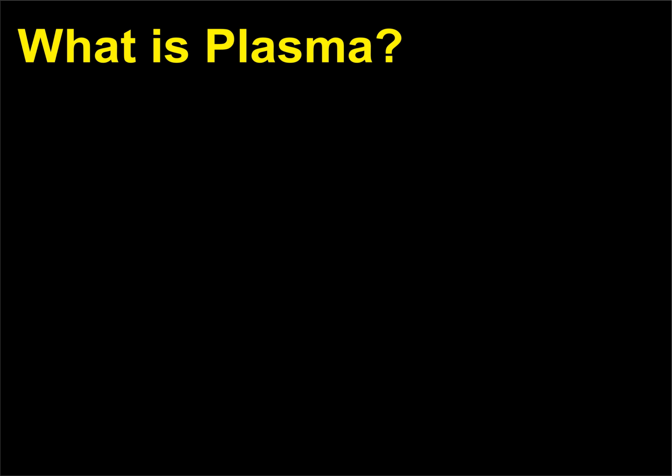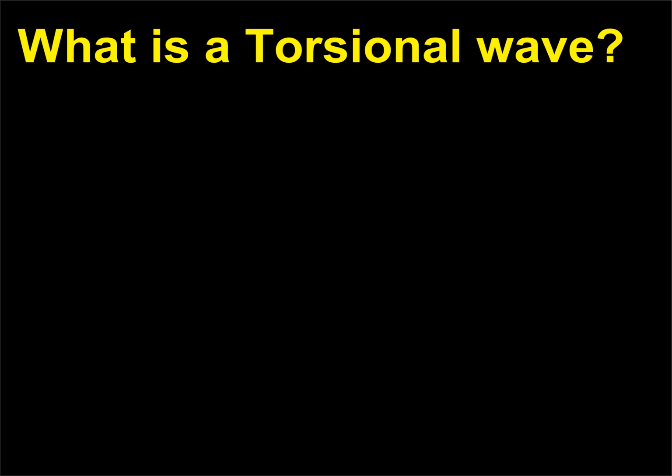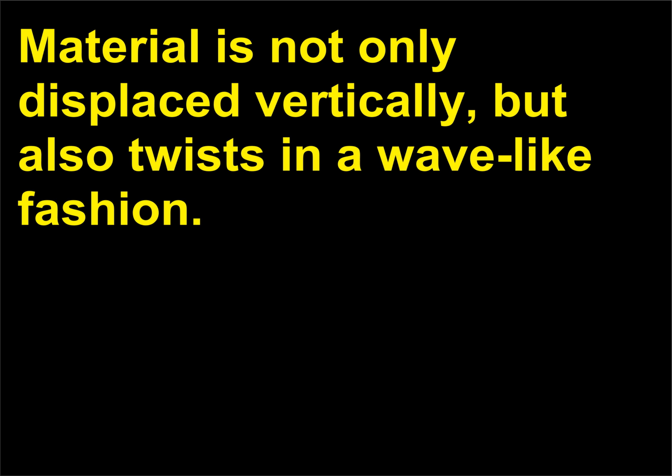What is plasma? State of matter consisting of electrically charged particles. What is a torsional wave? Material is not only displaced vertically, but also twists in a wave-like fashion. What is opaque? An object that allows no light through it.